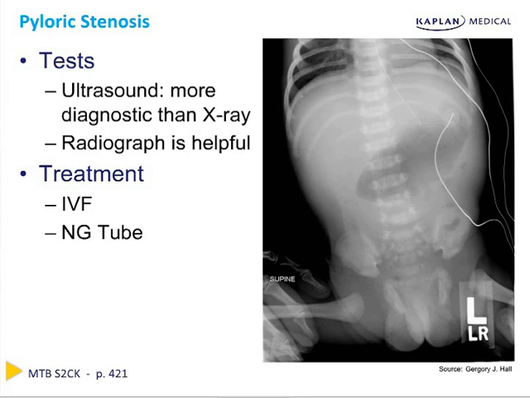But the long-term solution is you've got to open up the pylorus, and that's with a myotomy. You've got to basically cut the muscle open so the pylorus can open. And then here in this radiograph, note the distended gastric bubble, but there's no double bubble. The duodenal component that we saw in duodenal atresia isn't here, so it's just one single bubble.